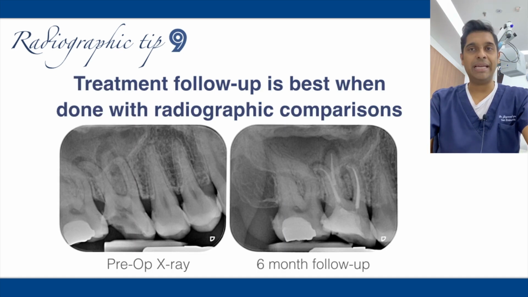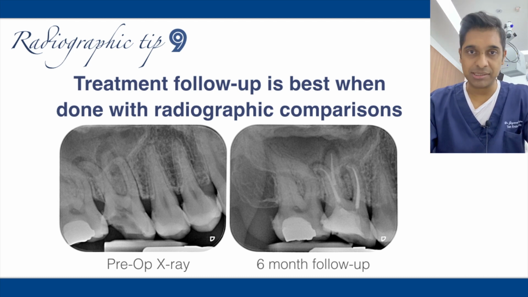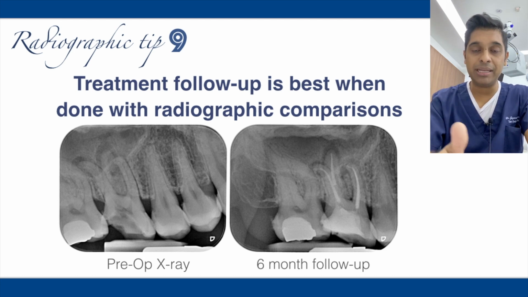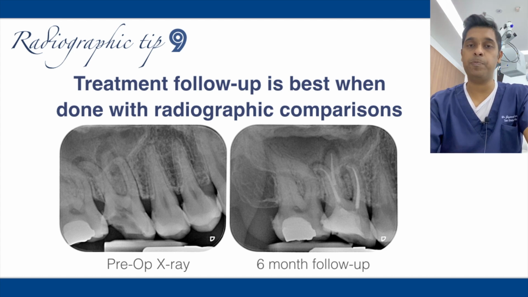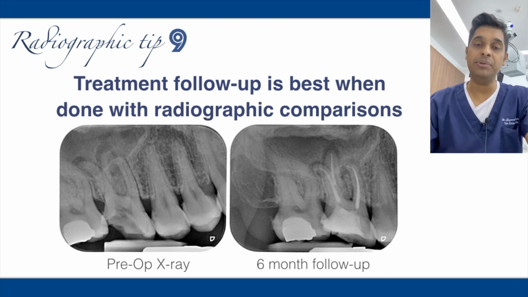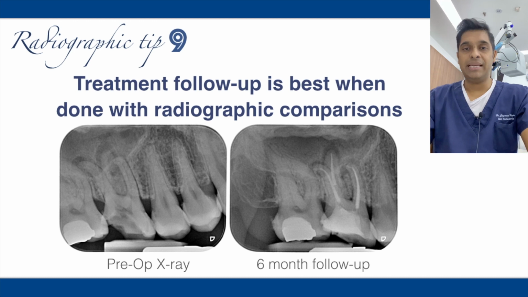And tip number 9, treatment follow-up is best done with radiographic comparisons. Always compare. Don't go by the patient being without pain and say asymptomatic is success. No. Sometimes the lesion could be getting bigger in size and the patient could still be asymptomatic. So don't go with that. Always you should see periapical bone healing. This is only possible if you compare your pre-operative X-ray with your 6-month, 8-month, 12-month, 16-month follow-ups.